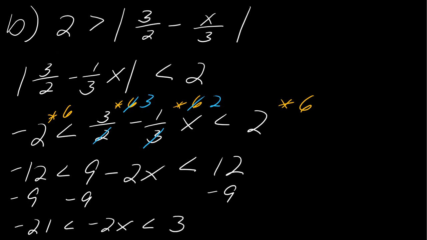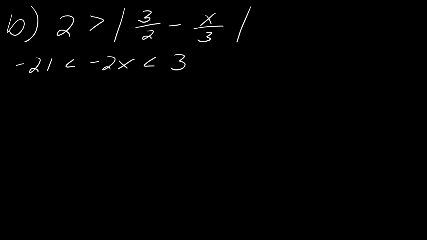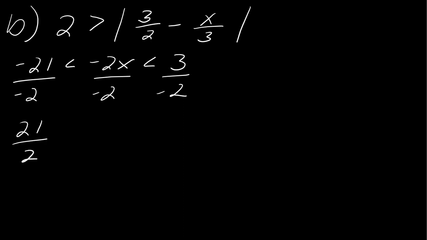Okay, and here's the other plot twist. Now I'm going to divide everything by negative 2, with the trick here being that when you divide by a negative number, the direction of your inequalities flip. So now this becomes 21 over 2 and 3 over 2, but notice how all my inequalities flipped.